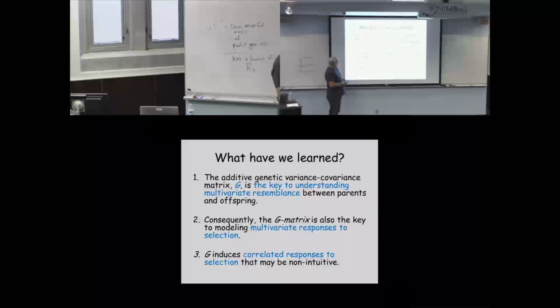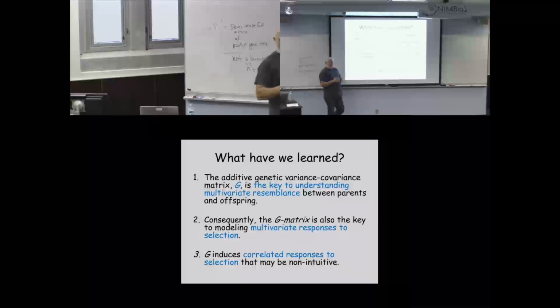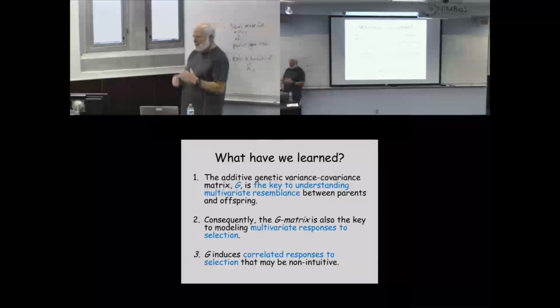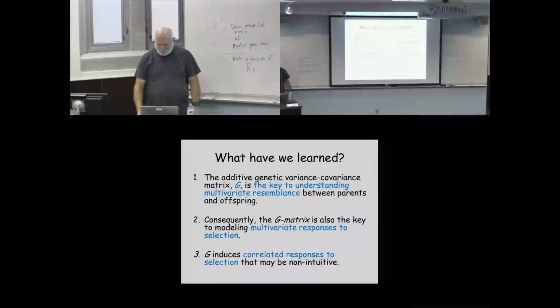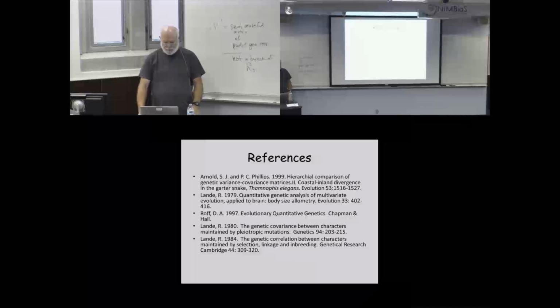The thing that makes it non-intuitive is that the G matrix can induce correlated responses to selection that may or may not, but often are, non-intuitive. And so it takes a little practice, either with algebra, linear algebra, or cartoons, or whatever helps you to make those responses intuitive. Here are some references.